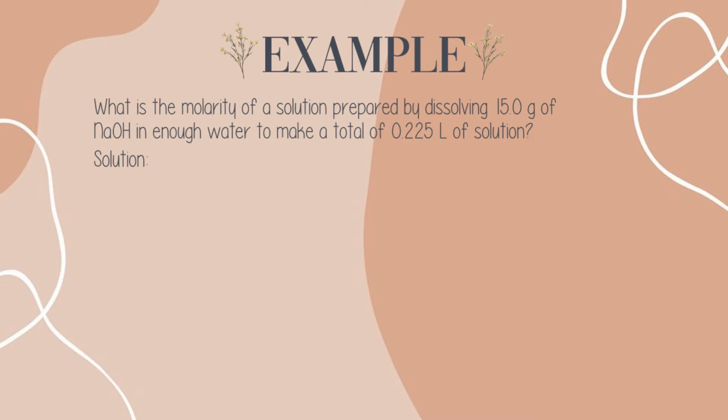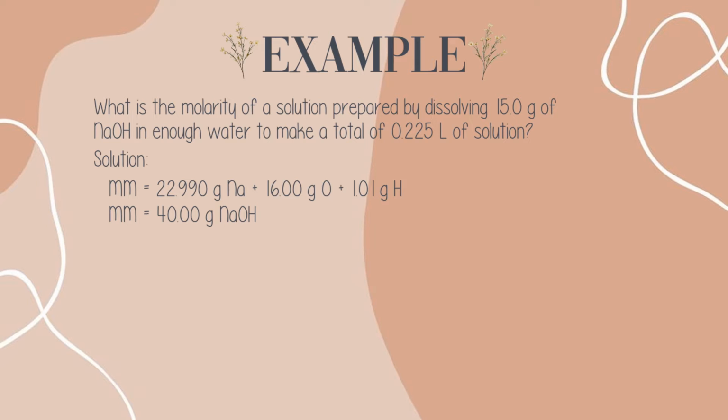So in this problem, 15 grams is the mass of solute while 0.225 liters is the volume of the solution. To get the molarity of the solution, we first need to convert the mass to mole. So to get the mole, we also need to get the molar mass of the substance. The molar mass is just the sum of the atomic mass of each component. The molar mass of sodium hydroxide is 40 grams.